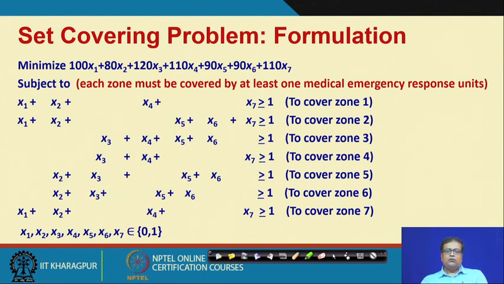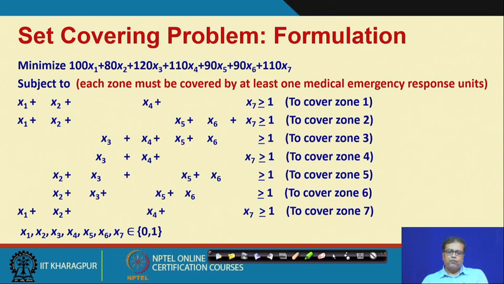Is it all right? So, that means each zone must be covered by at least one medical emergency response unit. So, we have x1, x2, x4 plus x7 that should be at least 1 to cover zone 1, and similarly for all of them. When we solve, the solution will give what our overall coverage should be, and obviously each variable is 0 or 1, binary, because that is how we go ahead with it.